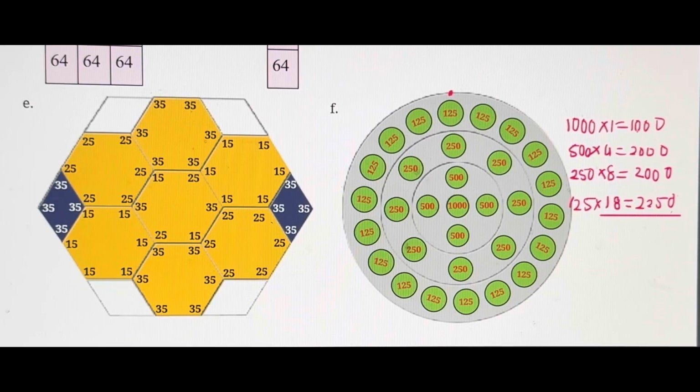Now if we find out the sum, this is easy. You can mentally calculate. So 1000 plus 2000 plus 2000 is 5000. 5000, first we add 2000, so it becomes 7000, and this is 250. So the total sum is 7250. Right? Isn't it easy? So if you find out patterns and then add, it's always easy for you to find out the sum.